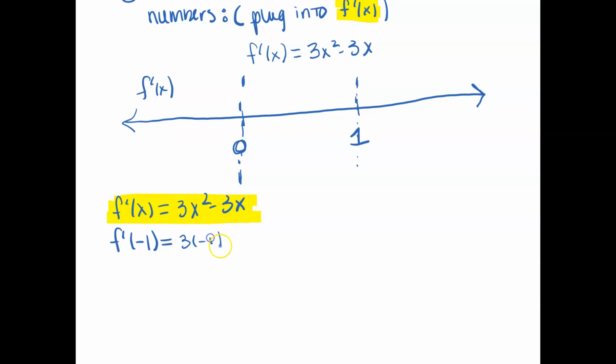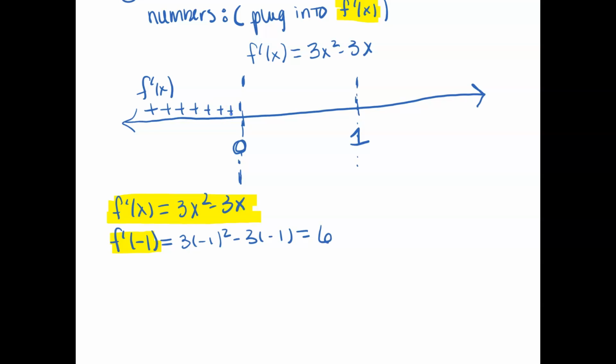So it gives me 3 times negative 1 squared minus 3 times negative 1. Grab your handy dandy calculator, compute that out. That gives me a 6. Now remember, I am plugging into the derivative. So this is f prime of negative 1 gives me a value of 6. So that means the slope at negative 1 is 6, thus it's positive. So I'm not concerned with the fact that its numerical value is 6. I'm concerned with the fact that it is positive over here. And so that means over here in this region, I'm going to have positive slopes.